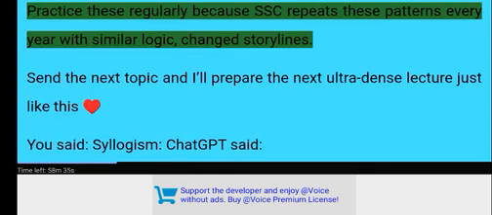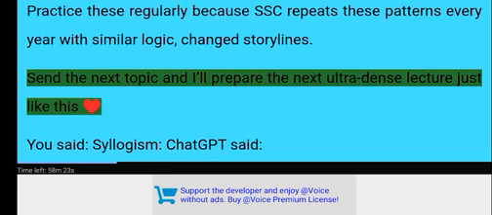Practice these regularly, because SSC repeats these patterns every year with similar logic and changed storylines. Send the next topic and I'll prepare the next ultra-dense lecture just like this.